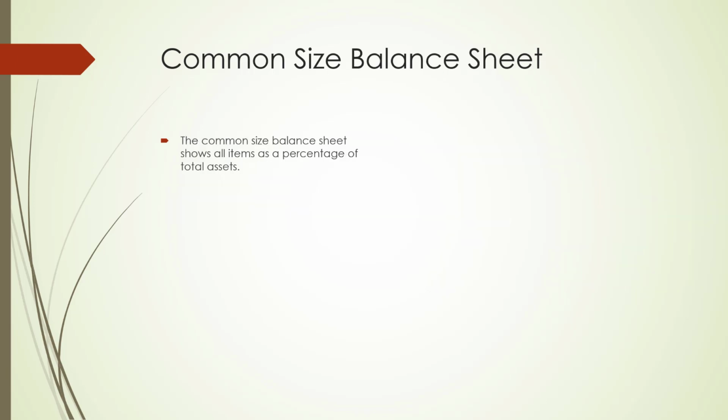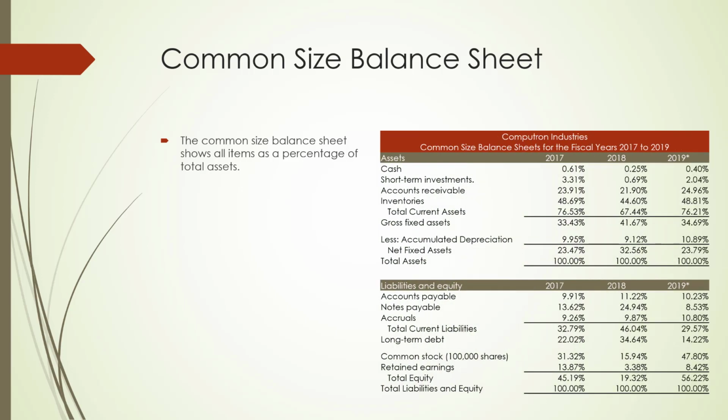Common size balance sheet is the same idea, except that everything is compared to total assets instead of net income. And here we can get a good look at how these things are changing over time. So for example, accounts receivable actually fell relative to total assets in 2018, but it's expected to rise to almost 25% in 2019. That's probably not good. And remember, we've already identified that as a potential problem area. Similarly, inventories are expected to rise to 48.8% in 2019.